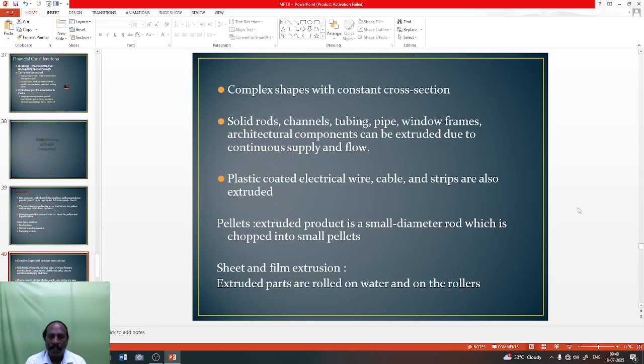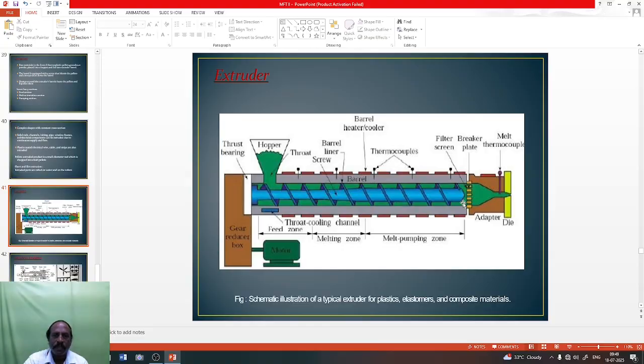Pellets: extruded products in a small diameter rod which is chopped into small pellets. Sheet and film extrusion: the extrusion process is done on water and on rollers. Now this is the construction of a typical extruder for plastics, elastomers, and composite materials.